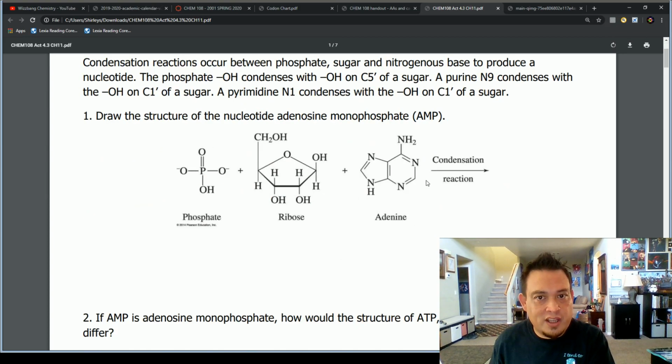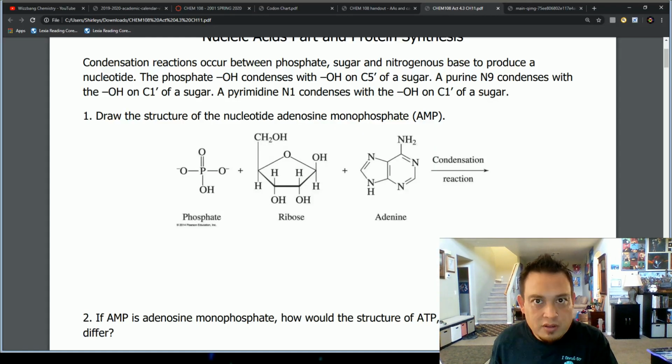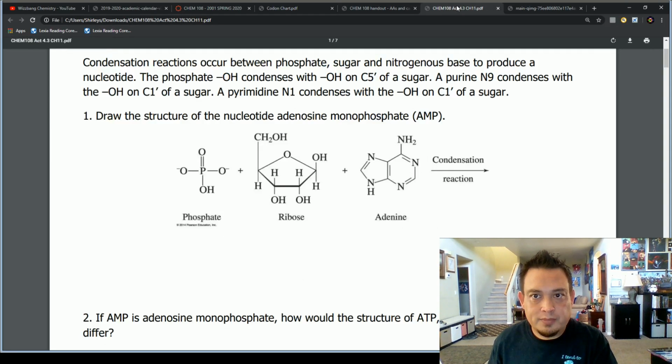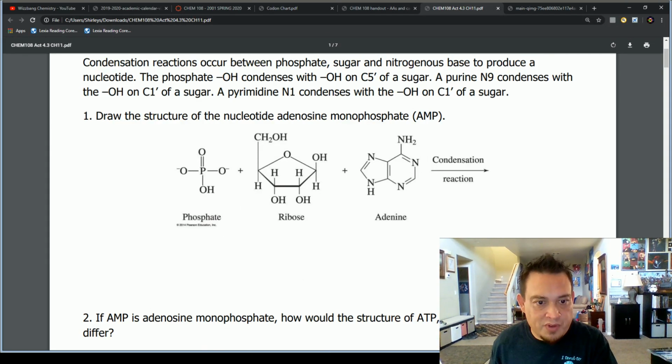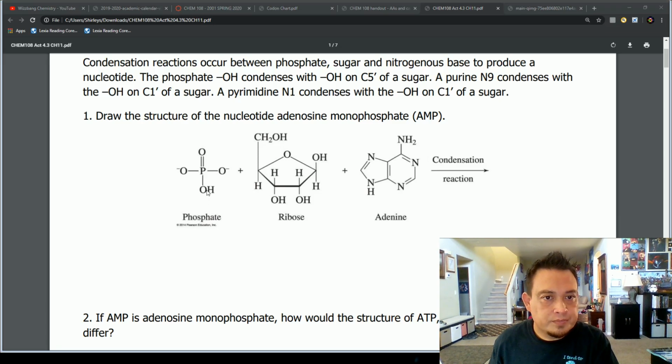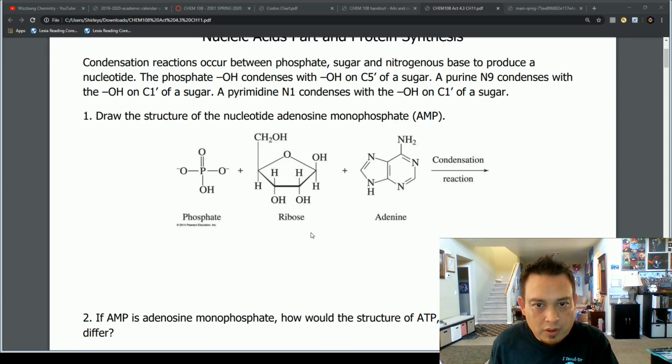So the first one here is to draw the structure of this nucleotide. And you're given the pieces. Remember, you have your phosphate group, your 5-carbon sugar, and then your nitrogenous base. All right, so let's go ahead and put it together. There is a picture I wanted to reference. Give me 1 second, I'm pulling up a file.